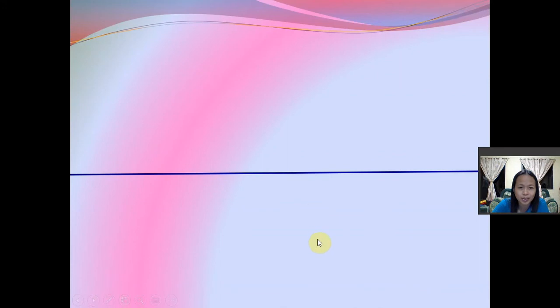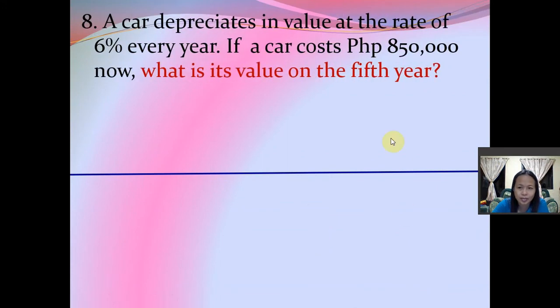Okay, last problem, problem number 8. A car depreciates in value at a rate of 6% every year. If a car costs 850,000 pesos now, what is its value in the 5th year? Previously, on problem number 7, we were talking about an increase of 5%, so we kept adding 5% of that amount. This time, we're talking about depreciation. So what do you think will happen? Of course, we are going to subtract.